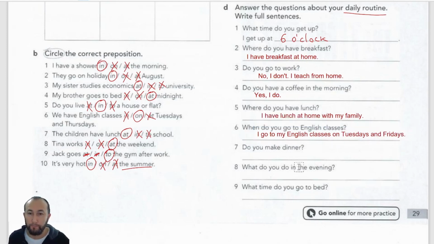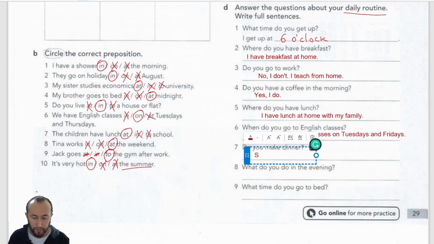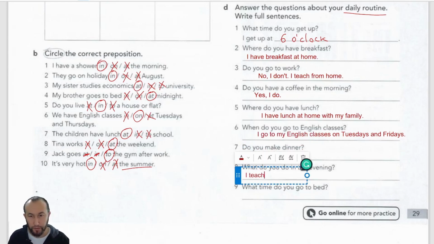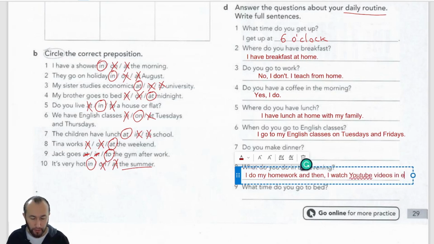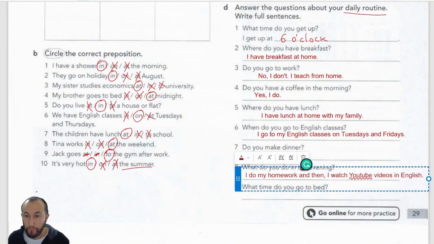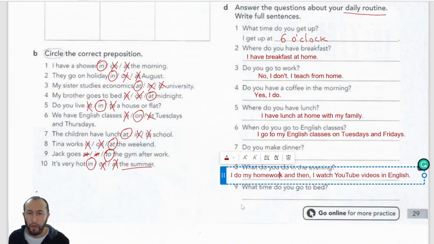Great. Do you make dinner? Sometimes. I can say like sometimes. What do you do in the evening? Well, as a teacher, I teach. Or as a student, you can say I do my homework and then I watch YouTube videos in English. How's that? Good, yeah? I do my homework and then I watch YouTube videos in English.